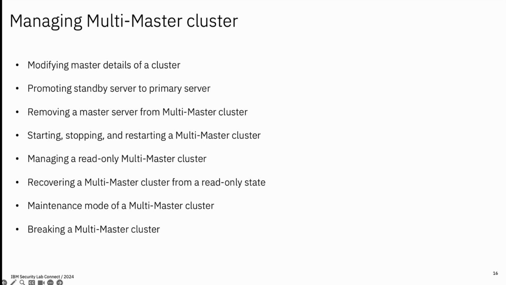The second is promoting a standby server to a primary server. If a primary master in the IBM GKLM multi-master cluster fails or becomes unavailable for some reason, then you can promote a standby master to primary server while you resolve the failure. Removing a master server from a multi-master cluster. You can remove a master server which is no longer required in the IBM GKLM multi-master cluster. You cannot delete the primary master server of a cluster. You can delete a standby master server only if the cluster contains at least one more standby master server.